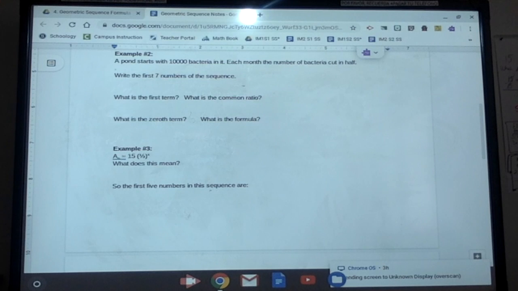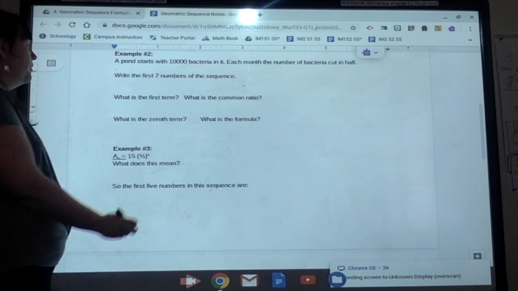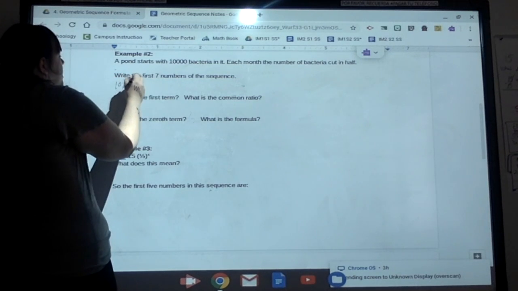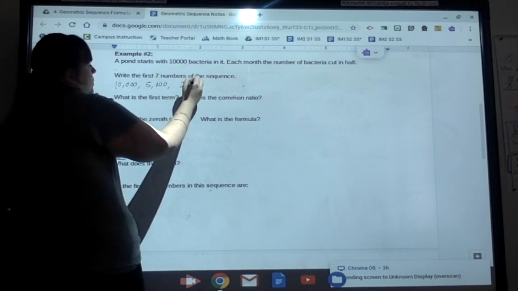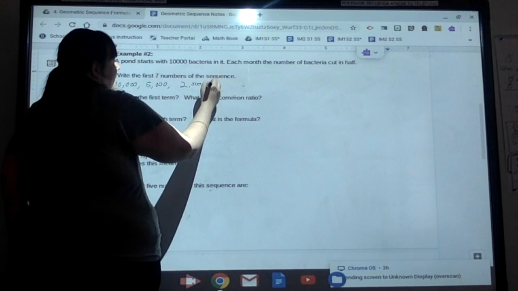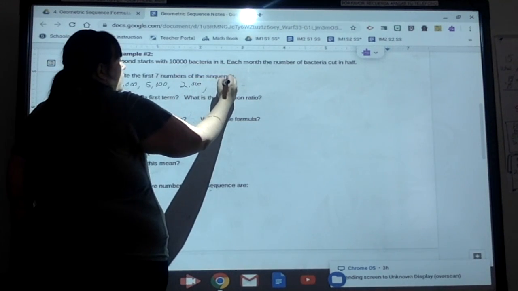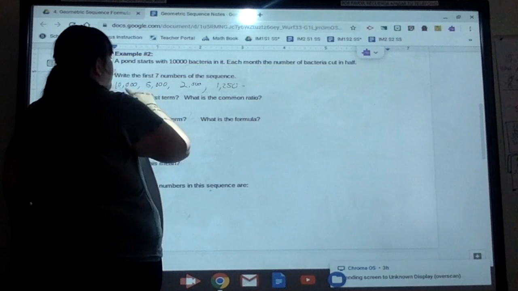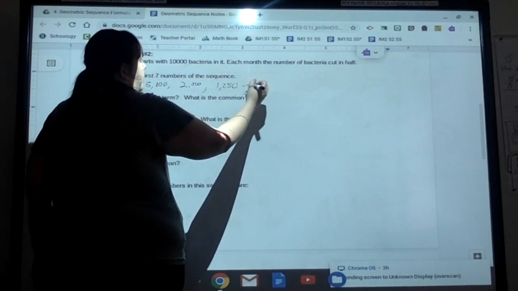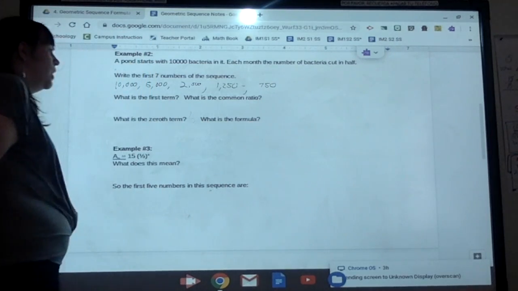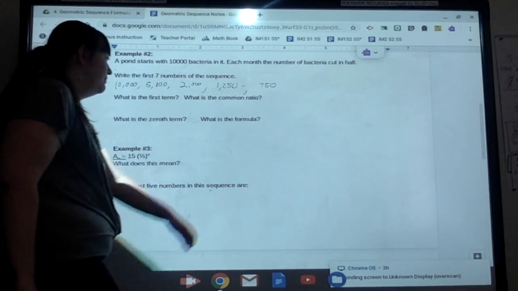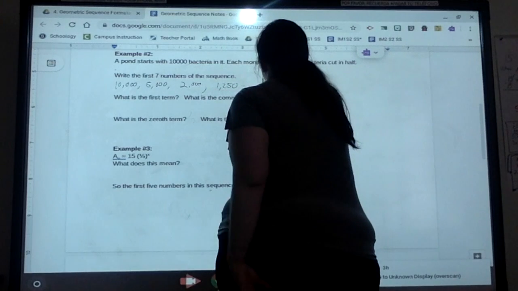Example 2, a pond starts with about 10,000 bacteria in it. And each month, the number of bacteria is cut in half. So if I start writing the first 7 terms of the sequence, we start with 10,000, and half is 5,000, and half is 2,500, and then in half is 1,250. Was that 1, 2, 3, 4? And then in half again is 750. No, that's false. I did that in my head and I did it poorly. It's 625.